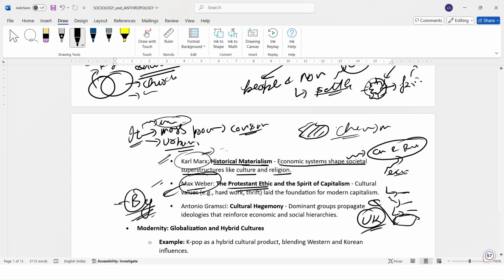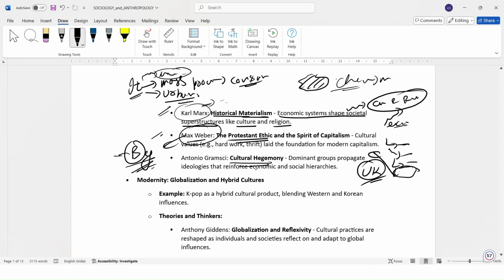Okay. And then you have this concept of cultural hegemony, which says that dominant groups propagate ideologies that reinforce economic and social hierarchies. Any dominant group, say for example in India, the upper caste used to hog all the important positions, and would make laws that reinforce social and economic hierarchies. So this is just one of the things that people say. If it's true or not, we don't know, but this is what is seen to be happening in various regions across the world.